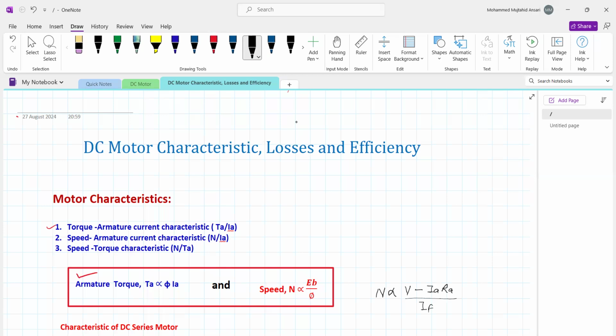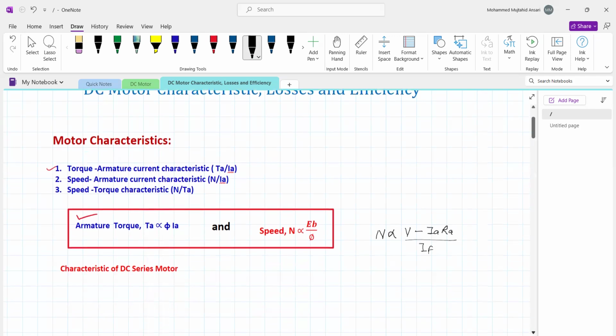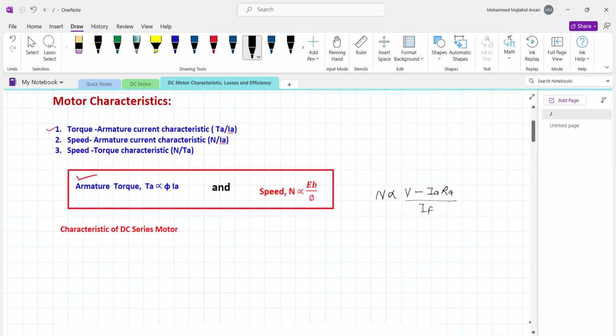Now here the speed is directly proportional to back EMF. So as long as the flux is constant, for example in a DC shunt motor, the speed is simply directly proportional to back EMF. And if we keep the terminal voltage constant and armature current constant, the speed is inversely proportional to the field current or field flux. So based on these two basic equations, torque is directly proportional to flux and armature current, we will take the DC series motor.